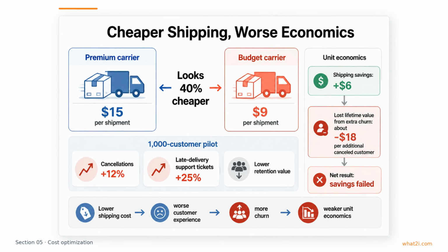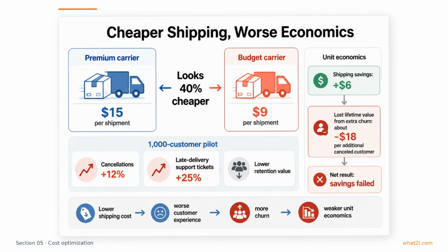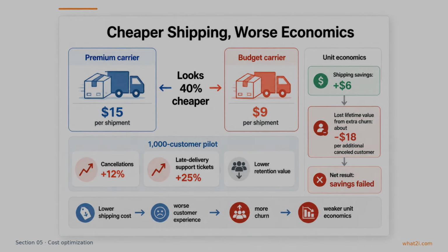The shipping example shows why lower unit costs can be misleading. Switching from a $15 premium carrier to a $9 budget carrier looked like a 40% savings per shipment, but the pilot group experienced 12% higher cancellations and a 25% rise in support tickets for late arrivals. Those customer effects reduce retention value, which is far more important than the $6 shipping savings by itself. In a recurring revenue model, even a small increase in churn can destroy a lot of lifetime value. So the cheaper option produced worse economics overall.